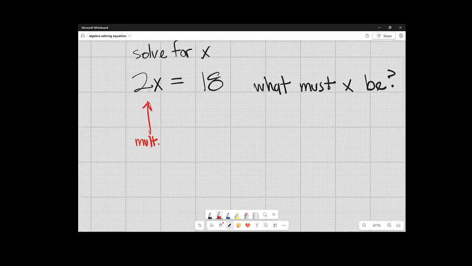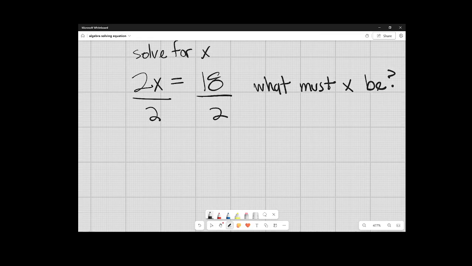Well, if this is multiplication, to undo multiplication, we divide. So what I'm going to do here to get x by itself is I'm going to divide it by 2. And whatever I do to one side of the equation, I must do to the other side of the equation. Otherwise, we end up changing the equation, and it doesn't mean the same thing that it originally did, and we'll get the wrong answer.